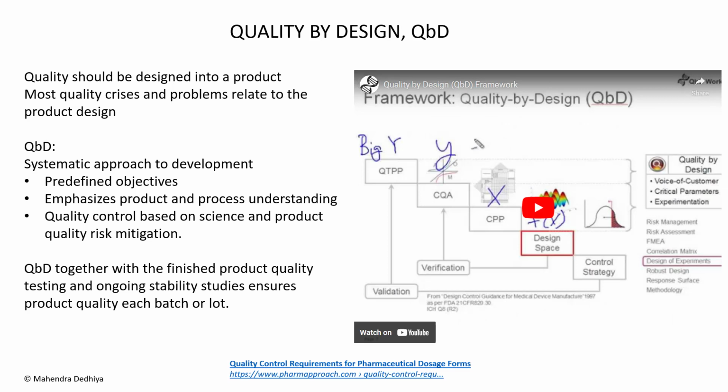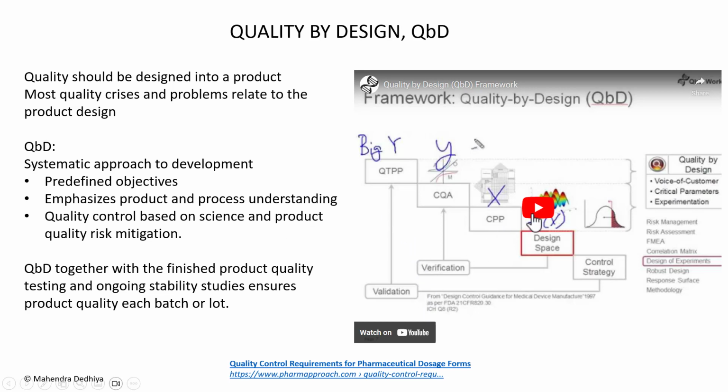Quality should be designed into the product. Problems related to product design arise when we don't build the product with quality by design. QbD is a systematic approach to development. It has a predefined objective. It emphasizes formulation. Quality control testing is based on the science and product quality risk mitigation. When we develop a specification, it must address the risk. QbD together with finished product testing and ongoing stability ensures product quality of each lot.